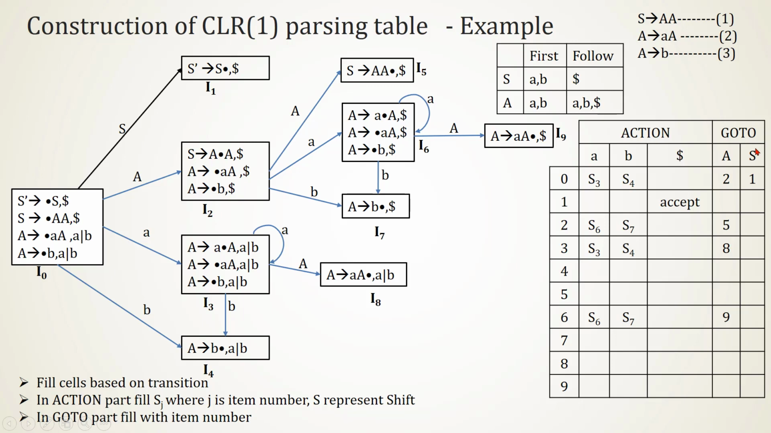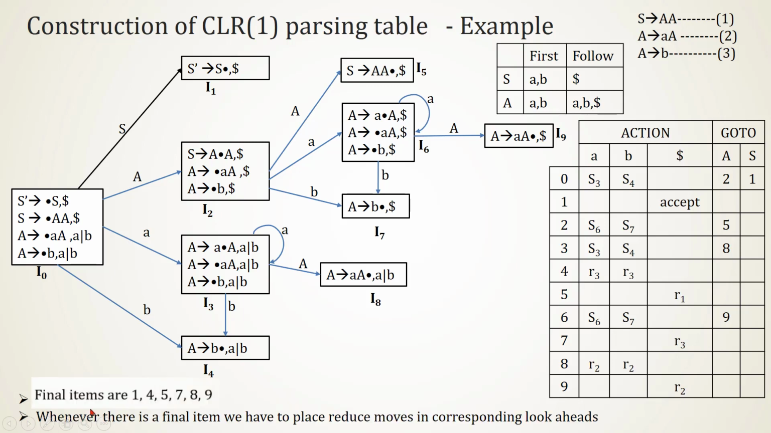So what about goto? In goto, I have to write the item number. From 0 on capital A, I will go to I2, so I have written 2. By capital S, I am going to I1, so I am writing 1. Similarly, 5, 8 and 9 are filled. So up to this, the procedure is the same as LR0 and SLR1. We already studied that final items are 1, 4, 5, 7, 8, 9.